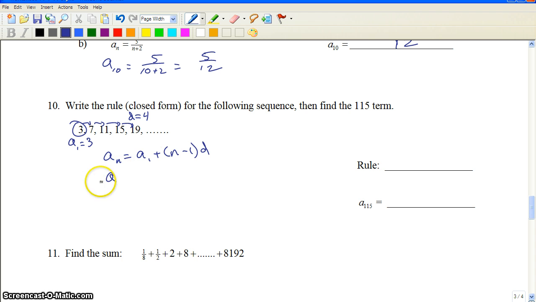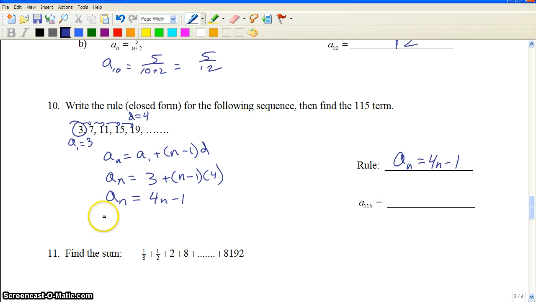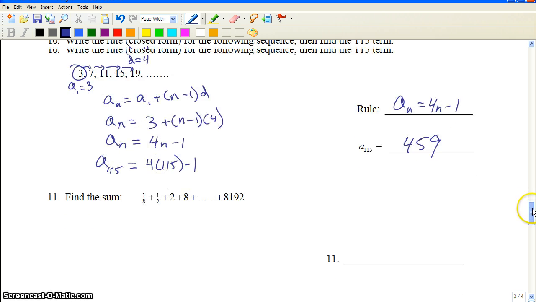We want to write the closed form, so we're officially going to set this up. n minus 1 times d, which is 4, and we're going to simplify. a sub n is then going to equal 4n minus 1. So that's going to be our closed form. Then we're going to find our 115th term. We're going to put 115 in for n and reduce it, and you get 459. Fantastic. Let's go to the next problem.